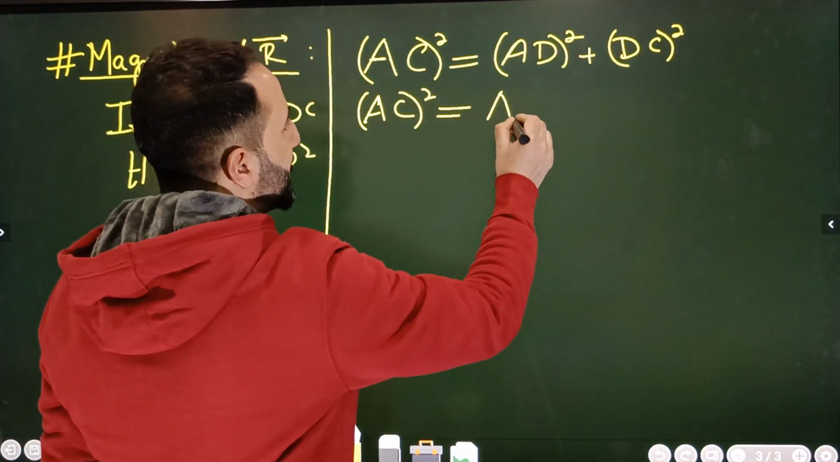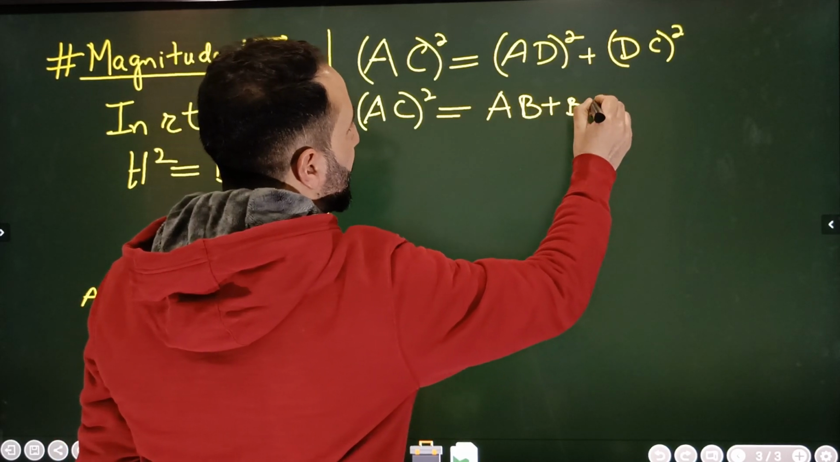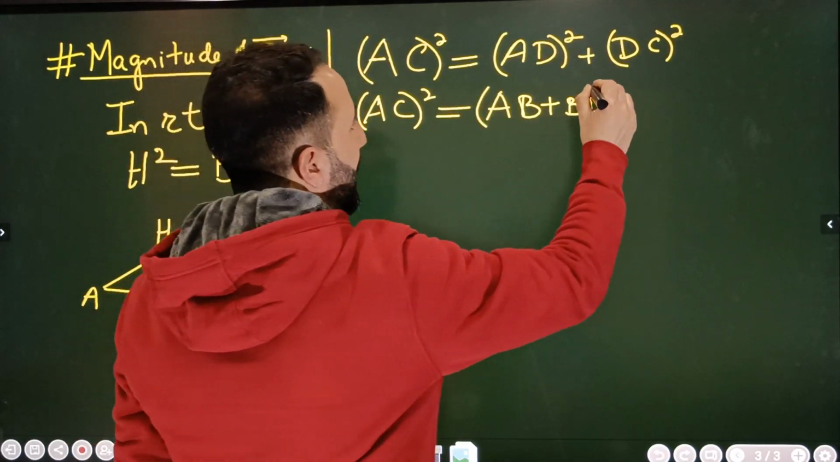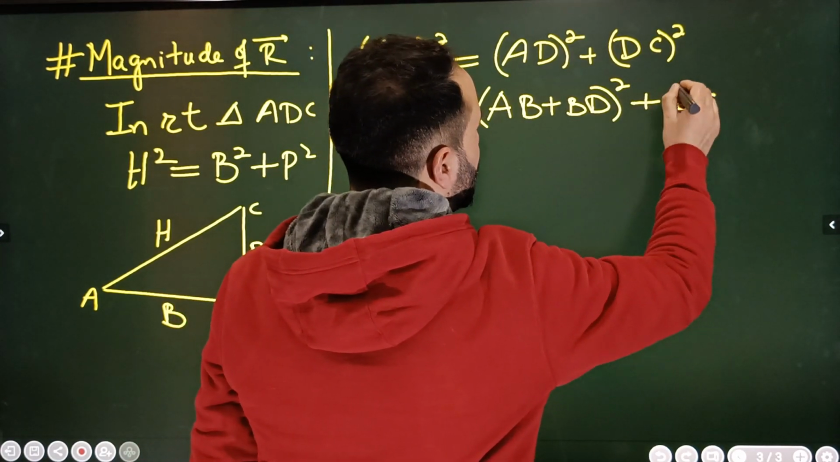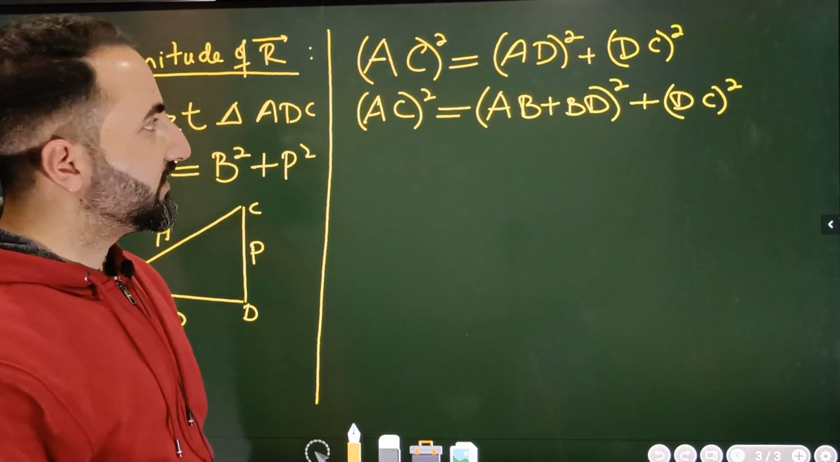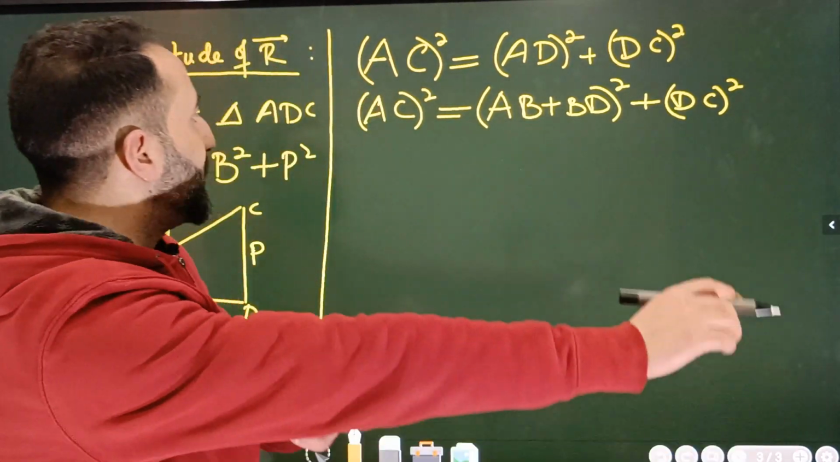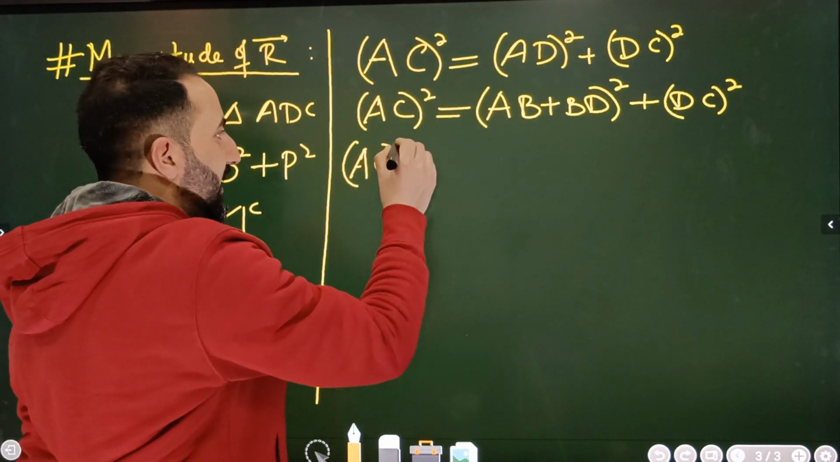The next is AD. AD के बदले क्या लिखेंगे बेटा? AD के बदले लिखेंगे बेटा AB plus BD, whole square. ठीक है ना बेटा? Then DC square as such. Clear or not? Okay, I'm sure आपको यहाँ तक अच्छी तरह से समझ में आया होगा बेटा. Next is like this. So here it's AC square.